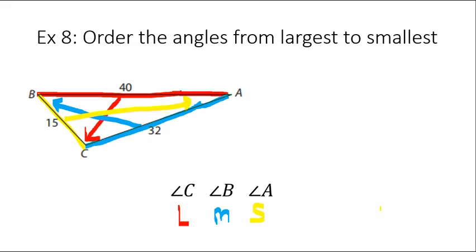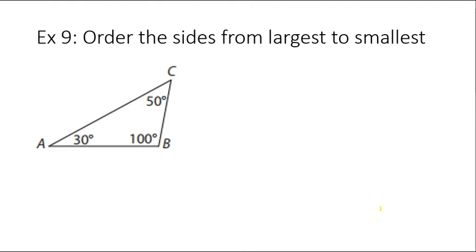Okay, let's get into example 9. Here it says order the sides from largest to smallest. So again, we're going to start off with the largest angle. Same thing, we look for the largest angle right here. The biggest angle we get is 100 degrees right here. What side is opposite angle B? It's right here, which is side AC. That's the largest side. So I'm going to write down AC is the large side.